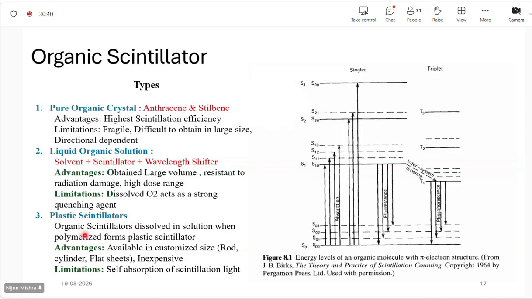Plastic scintillator: an organic scintillator dissolved in a solution, when polymerized, forms a plastic scintillator. Advantages are that it is available in customized sizes like rod, cylinder, and flat sheet, and it is inexpensive. Limitation: self-absorption of scintillation light.